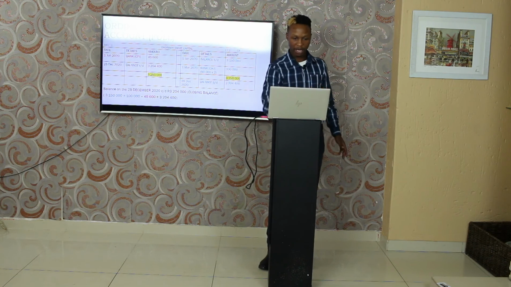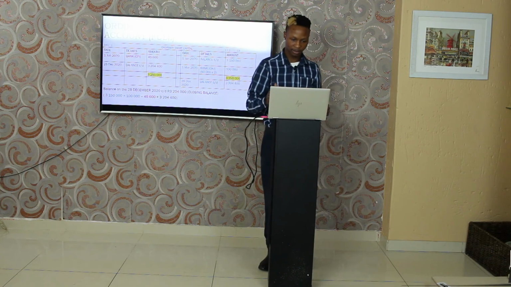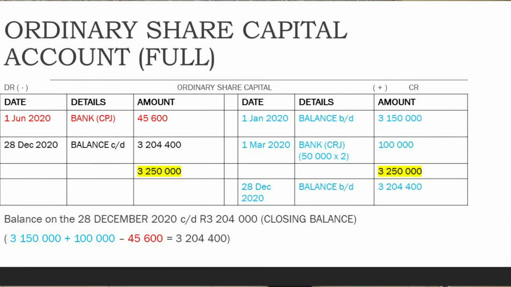And then you will have your T account, your complete T account. On the 1st, you have your amount with issued shares on the 1st of March, which is 100,000, and then we decided to repurchase shares on the 1st of June 2020, we have our bank CPJ. The money goes out from the business. We have how much? 45,600. Now we are done with our steps.